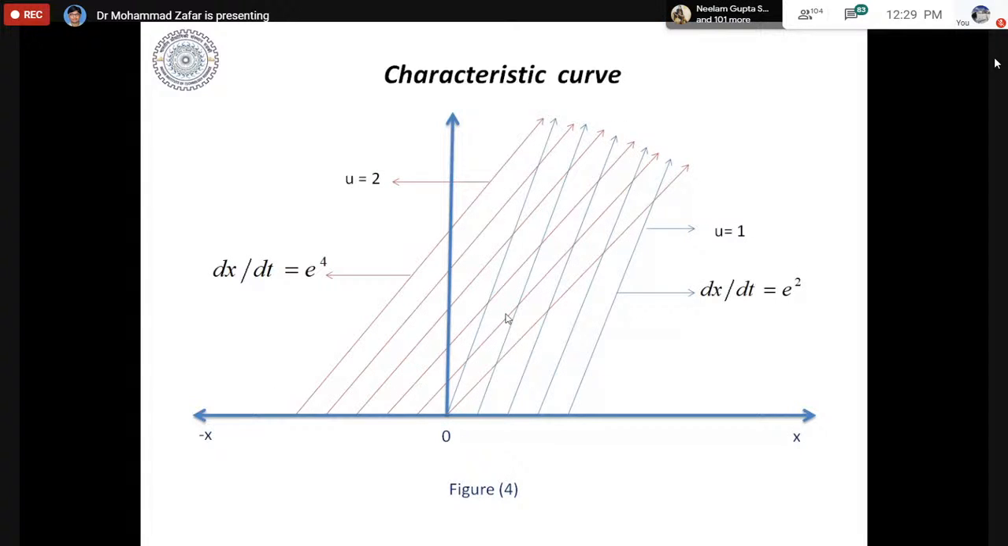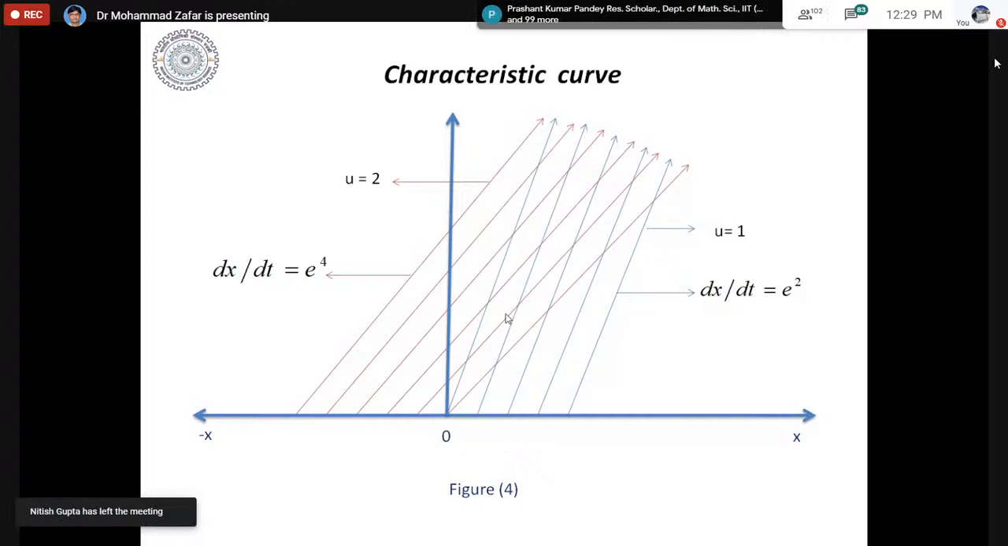So these are the characteristic curves. The red colored parallel lines are the characteristics along which u is 2, as we have just seen. The slope of these characteristics is dt/dx equal to 1/e^4, or dx/dt is e^4. The blue colored parallel lines are the characteristics given by the differential equation dx/dt equal to e^2, and along these blue characteristics, u is 1.